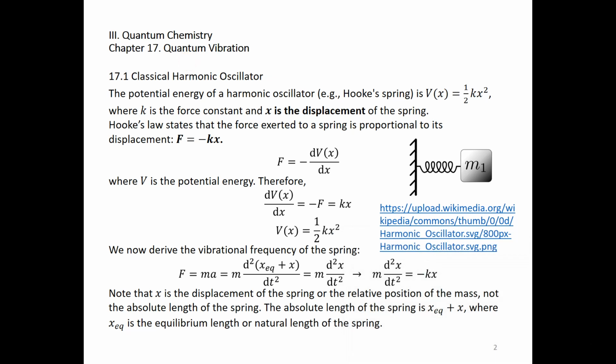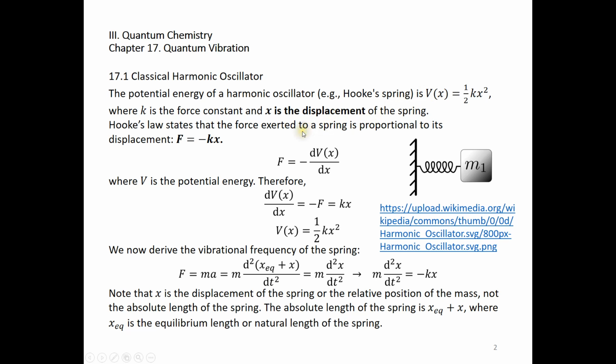Chapter 17, Quantum Vibration, Section 17.1, Classical Harmonic Oscillator. The potential energy of a harmonic oscillator is half kx squared. k is the force constant, and x is the displacement of the spring. So x is the actual length of the spring minus its natural length or equilibrium length. When x is 0, the potential energy V is set to 0.